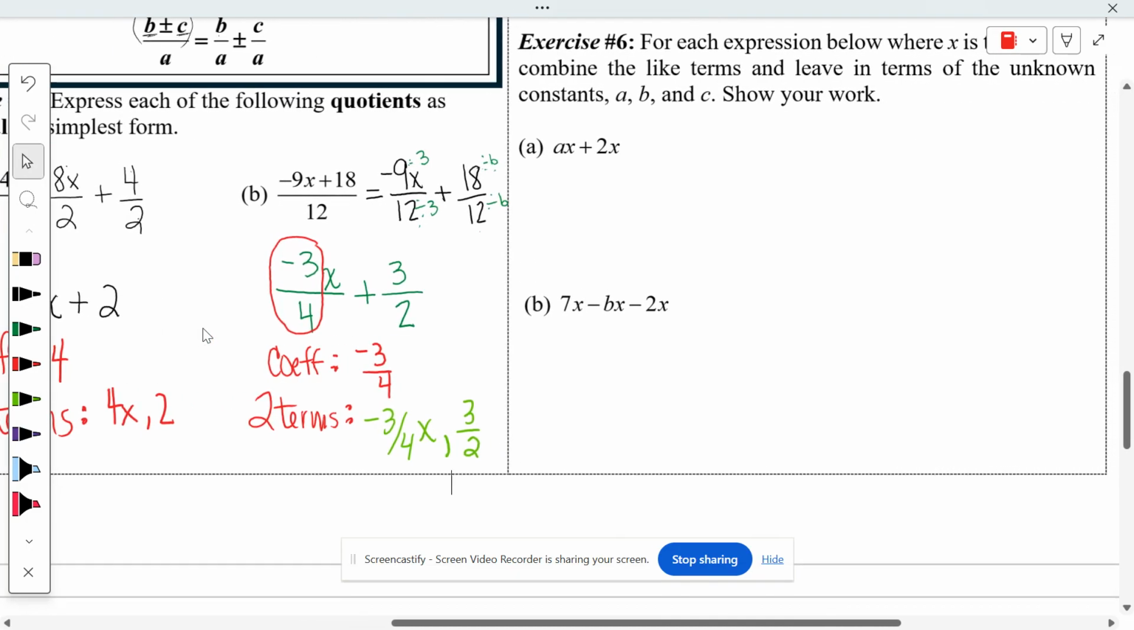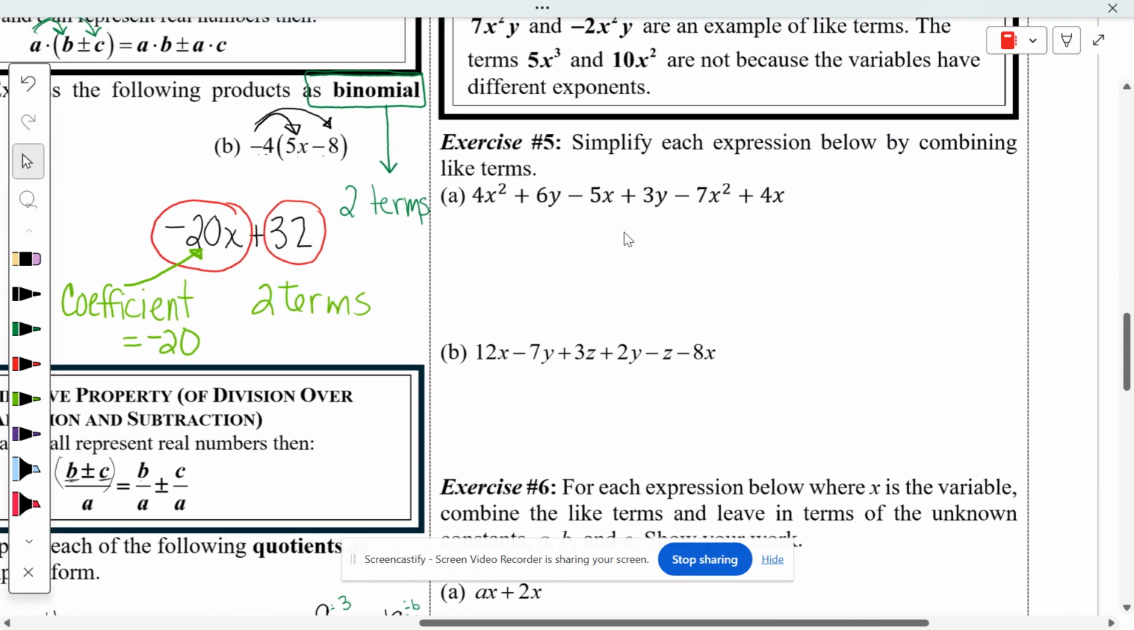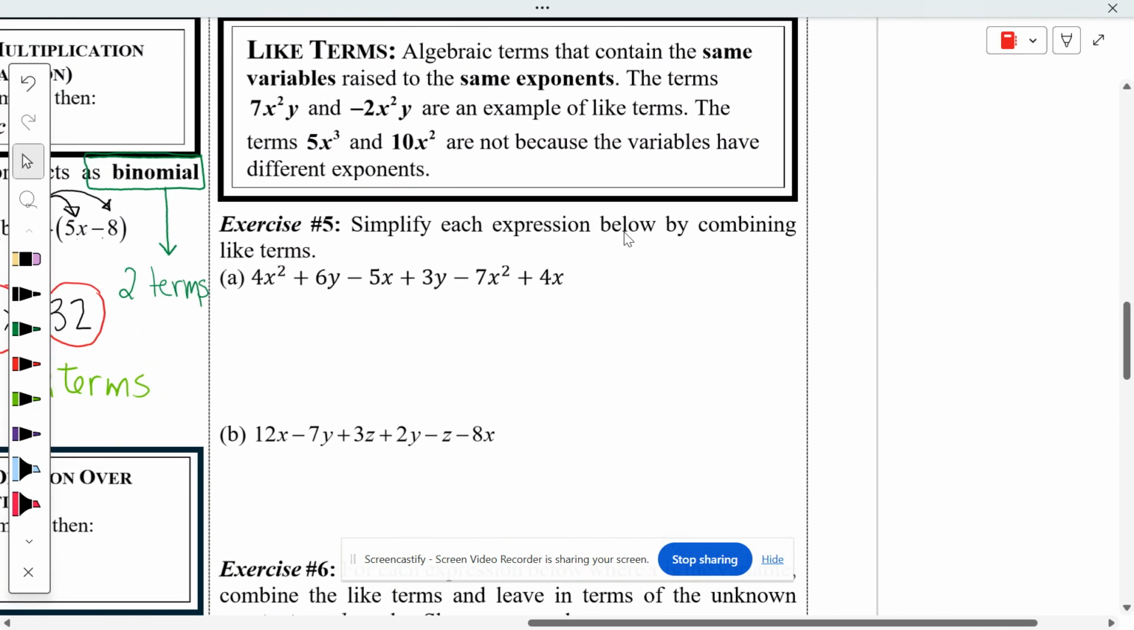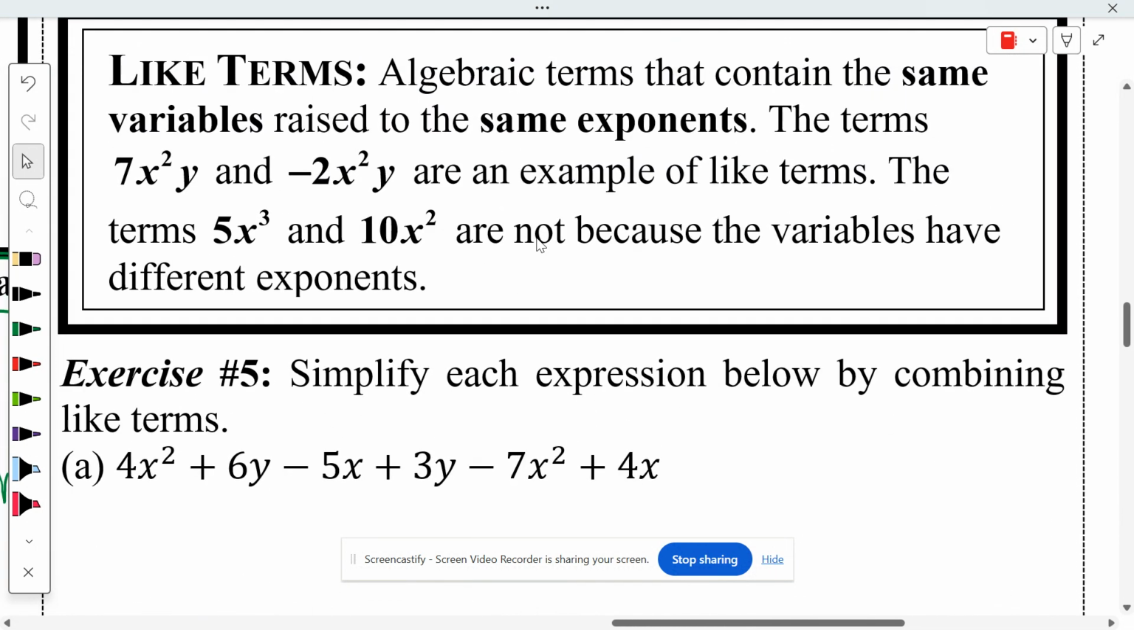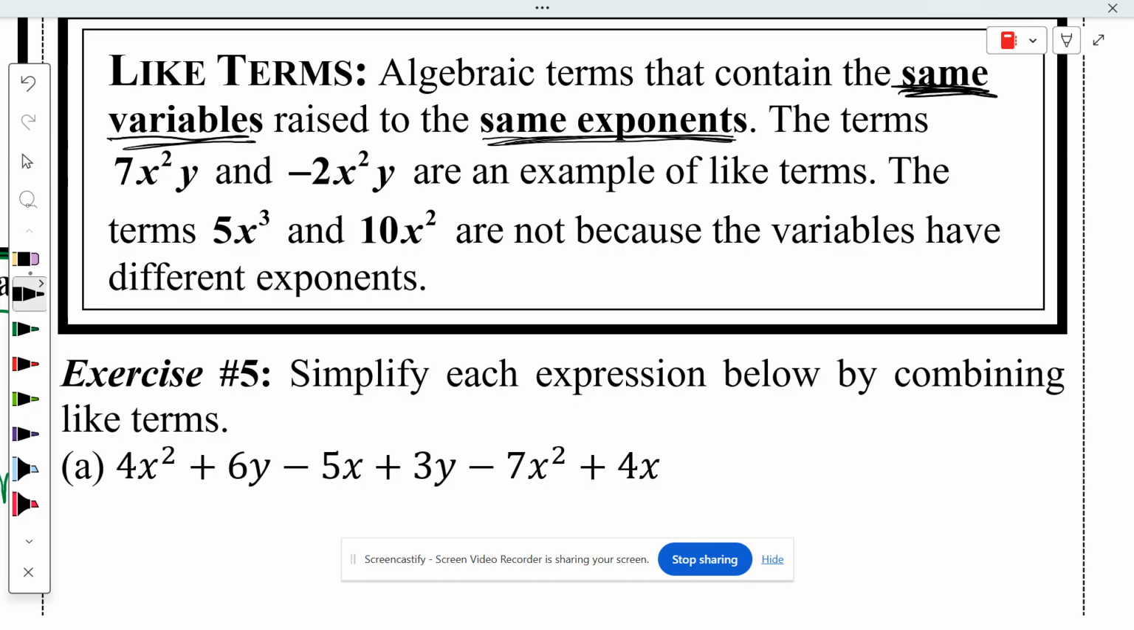All right, let's go on to exercise number 5. So exercise number 5 is about combining like terms. So let's talk about what a like term is. A like term is when you have an algebraic expression that has the same variables raised to the same power, same exponent. So for example, this term 7x squared y, x is to the power of 2, y is to the power of 1, is a like term with negative 2x squared y. X is to the power of 2 and y is to the power of 1.